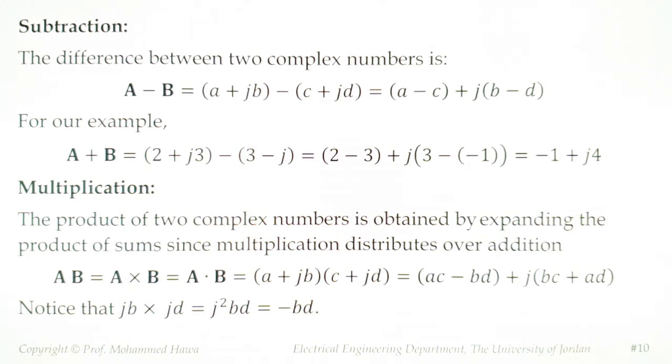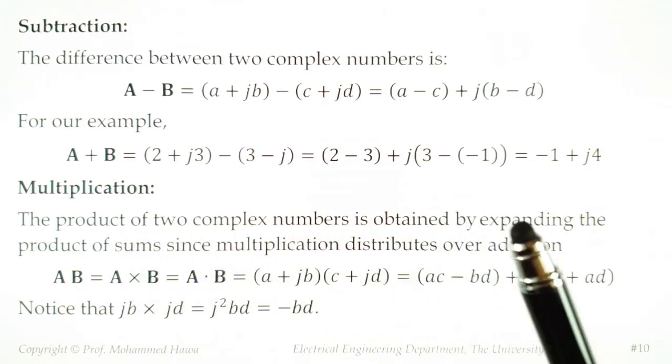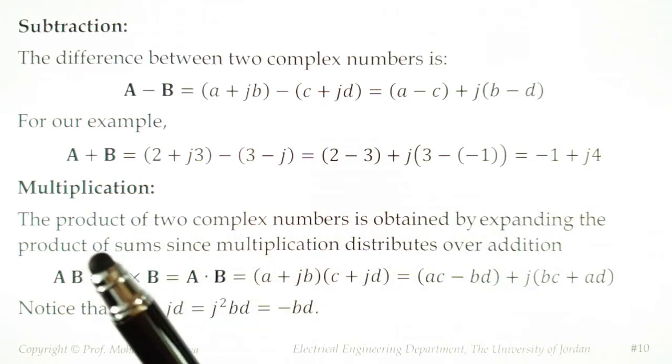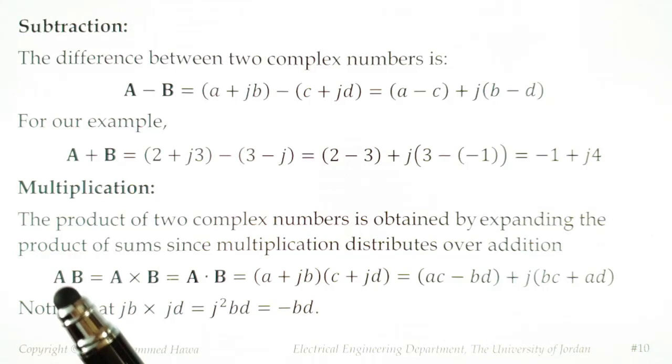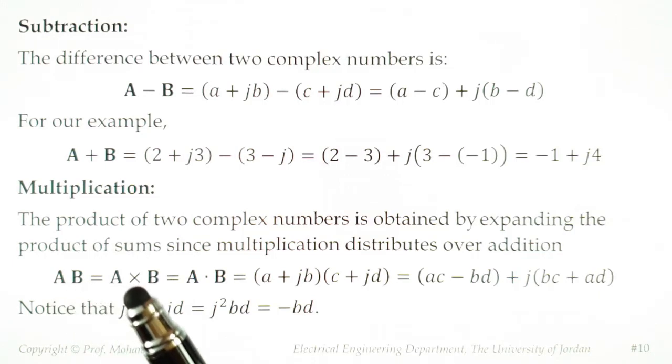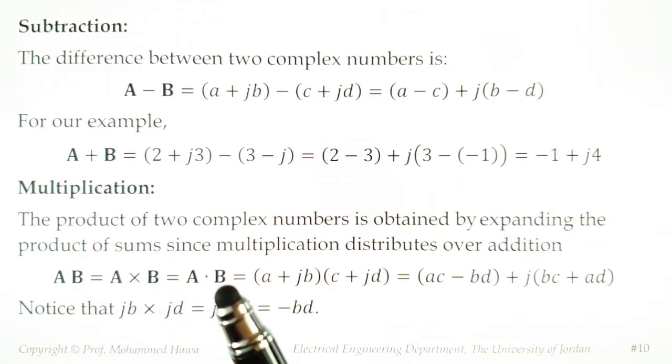How about multiplication? The product of two complex numbers is obtained by expanding the product of sums, since multiplication distributes over addition. For example, let's try to multiply the complex number A by the complex number B. Notice, by the way, I could represent multiplication like this, AB, or A cross B, or A dot B. We only have one multiplication in complex numbers, unlike vectors where dot product is different than cross product. Here, in complex numbers which are not vectors, multiplication is just multiplication.